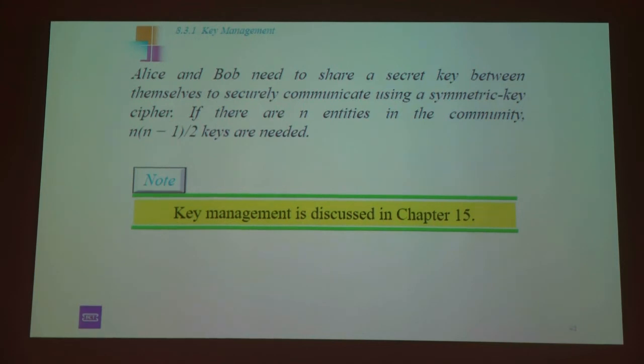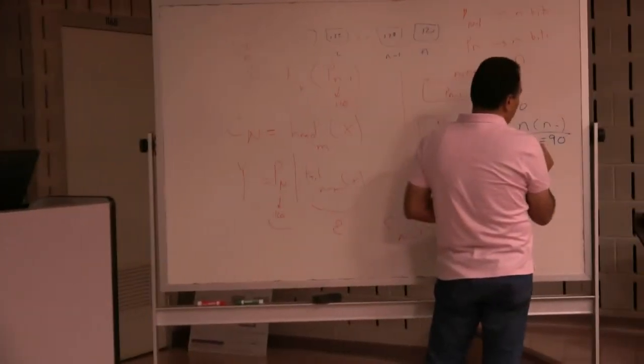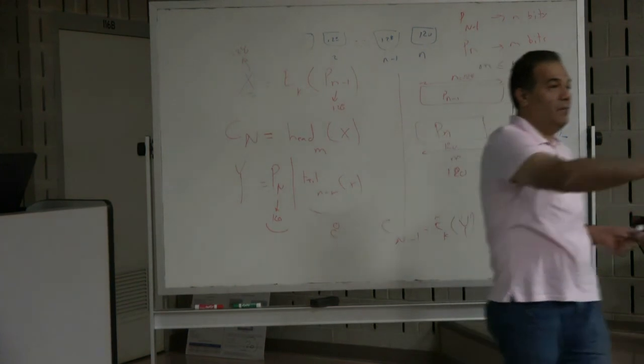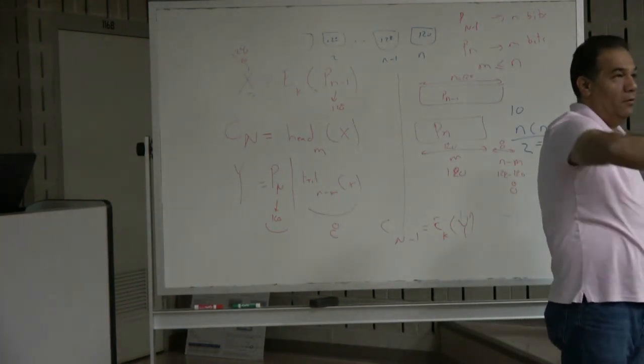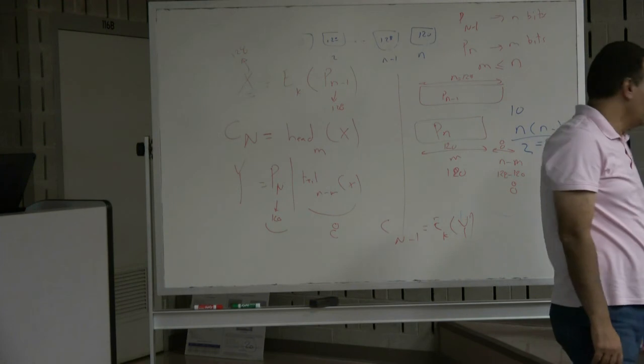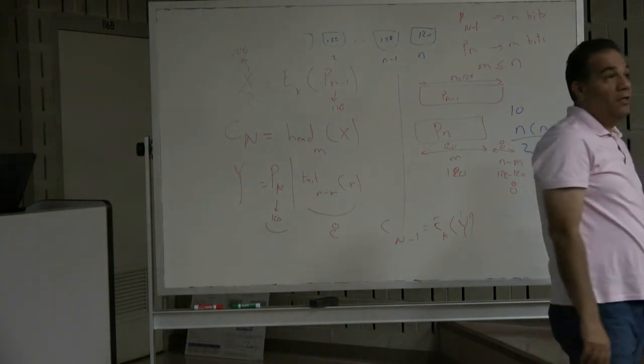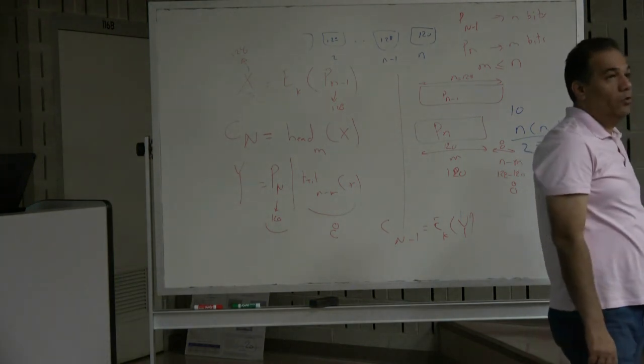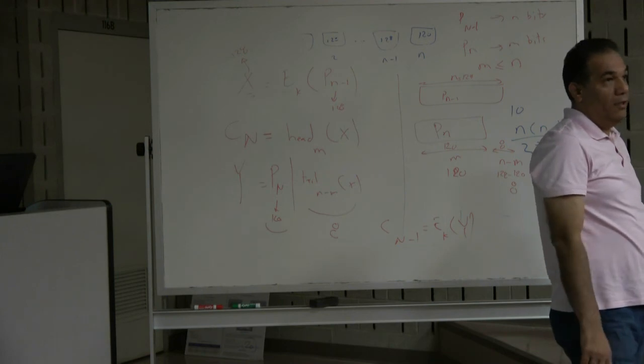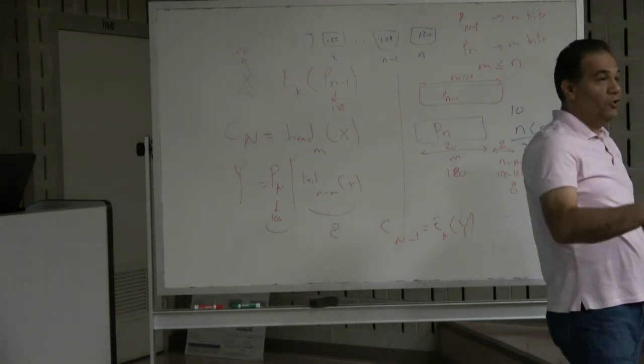So if we are 10 people, it's going to be n times n minus 1, right? Which equals how much? 90. Actually, we have to divide it by 2. Why? Because the key between me and him is the same. It's the same key, so I have to divide by 2. So we need 45. But how about if I have 1 billion people in the whole world? Definitely, people sharing keys and all.